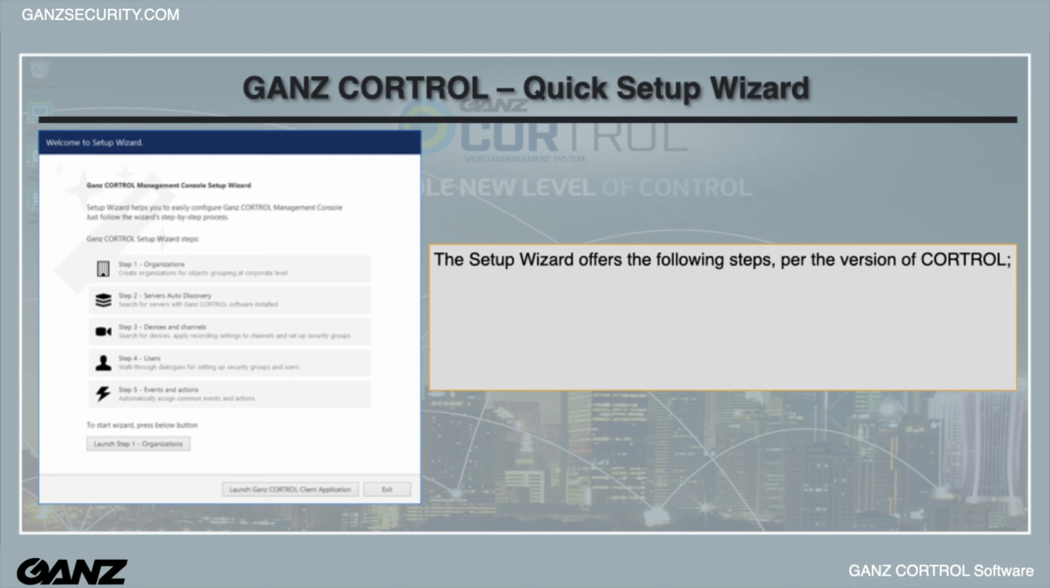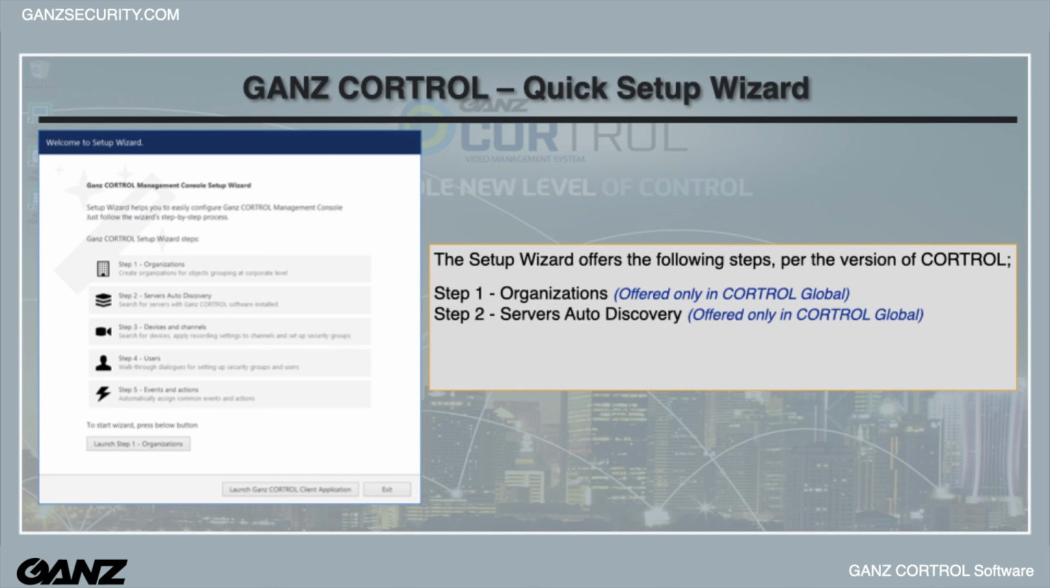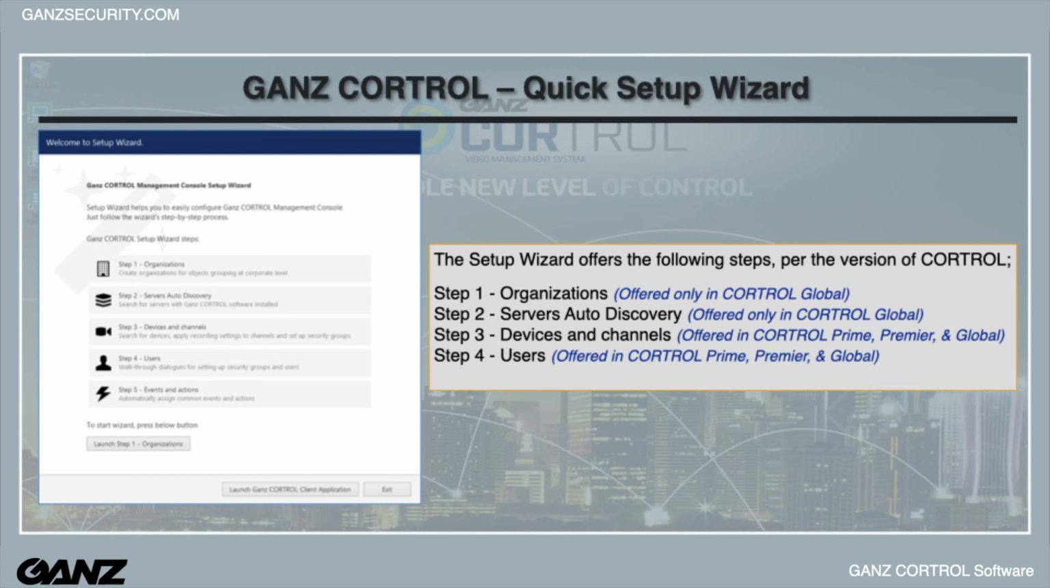The Setup Wizard offers the following steps per the version of CORTROL. Step 1. Organizations, offered only in CORTROL Global. Step 2. Servers Auto Discovery, offered only in CORTROL Global. Step 3. Devices and Channels, offered in CORTROL Prime, Premier, and Global. Step 4. Users, offered in CORTROL Prime, Premier, and Global. Step 5. Events and Actions, offered only in CORTROL Premier and Global.